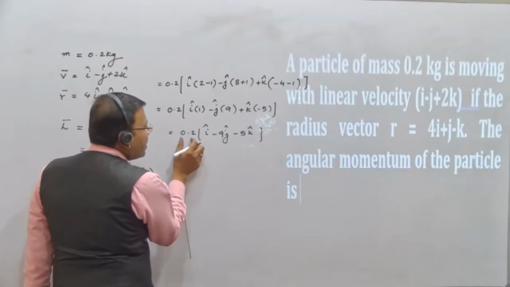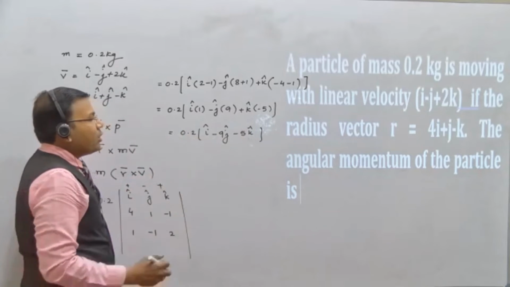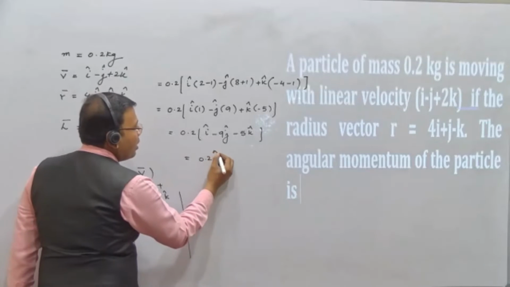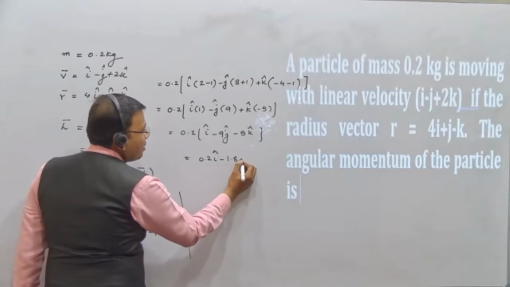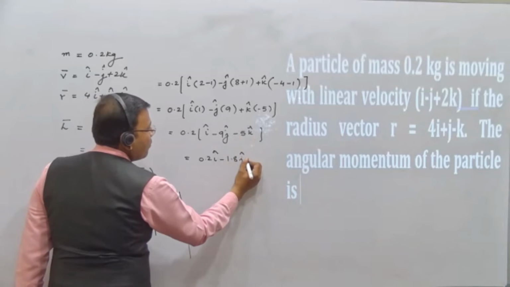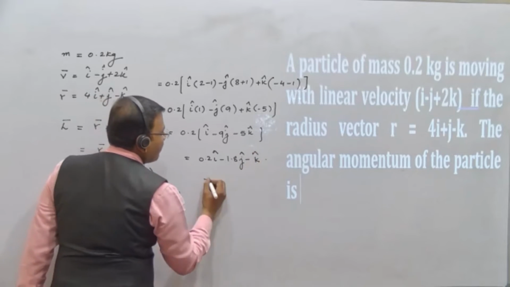Or you can multiply this with each individual term to get the result. Like 0.2 into i, so 0.2 i. 0.2 into 9, it is 1.8 j. And 0.2 into 5, it is 1. So therefore I will write here 1 k. That means it is just k.